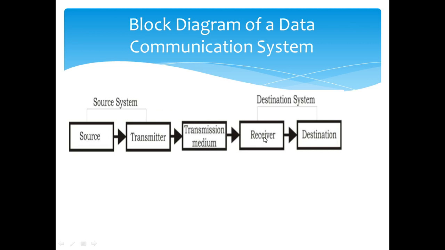The other component is the receiver. The receiver is the device that receives the transmitted signals and decodes them back into usable data. From the transmission medium comes the receiver, and the last one is the destination. The destination is the intended recipient or endpoint of the transmitted data. Here the data is transmitted and it is received.